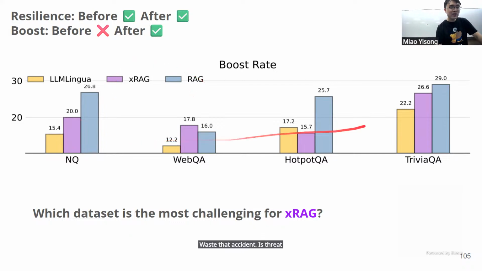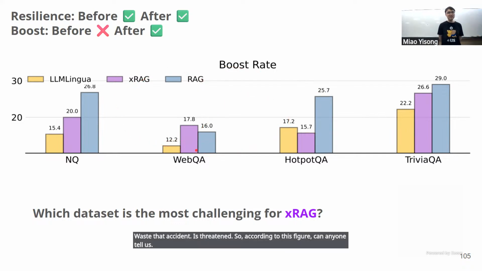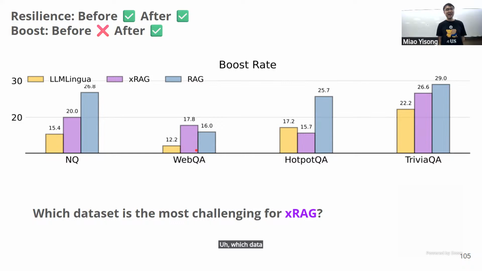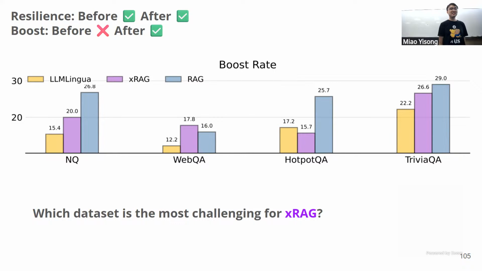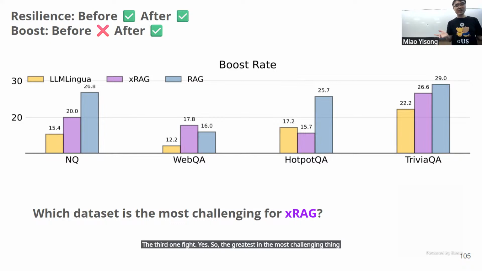So according to this figure, can anyone tell us which data set is most challenging to extract? From this figure alone, which data set is most challenging? The third one, right? Yes. So top 30 is the most challenging. So why do you think top 30 is challenging?